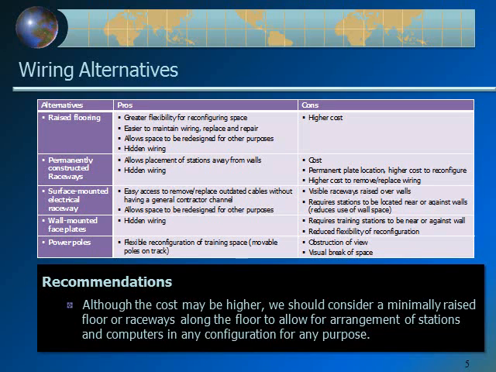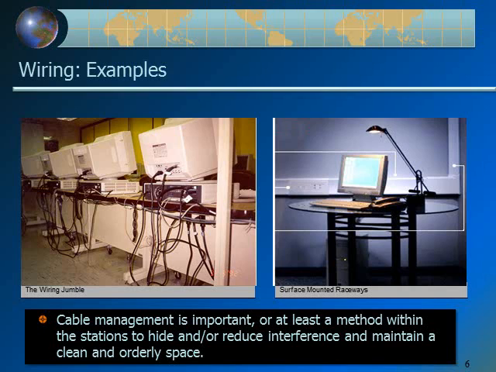Wiring alternatives. There are different wiring considerations. We want to make sure that wires are not interfering with movement, that they're not unsightly, and that they don't get in the way of training. So here are several alternatives. We're going to recommend that we put in a minimally raised floor or raceways along the floor so we can arrange the stations and computers in any configuration for any purpose. Here are some wiring examples.